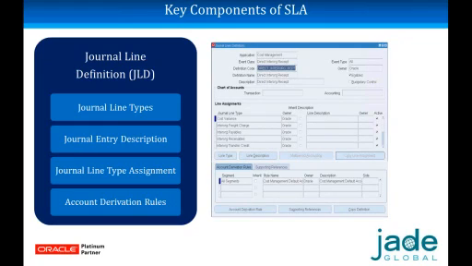The next key component of SLA is the journal line definition. This contains the journal line types, journal line description, journal line type assignment, and the account derivation rules. Examples of journal line type are accrual, liability, inventory, valuation, discount. In the screenshot, examples are cost, variance, inter-org, and freight charges.